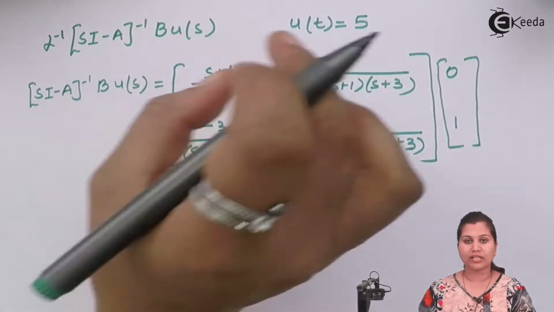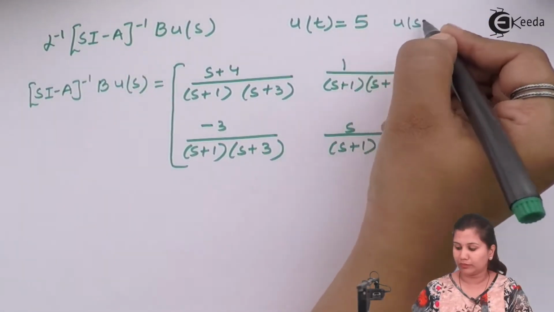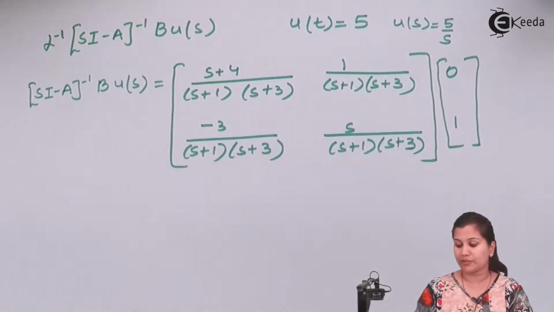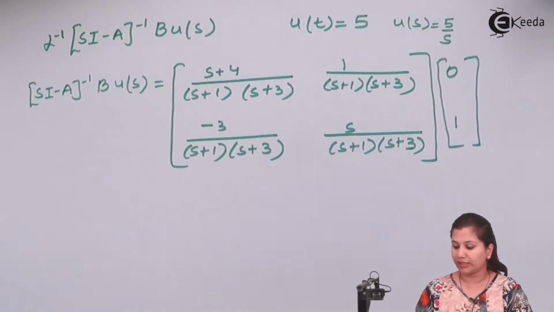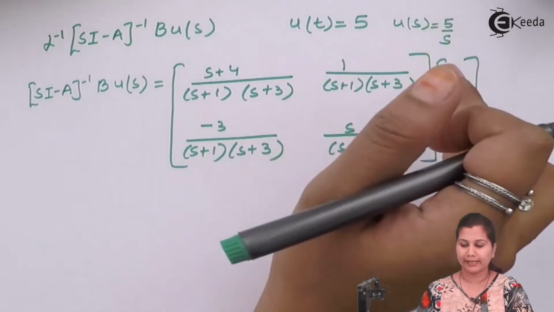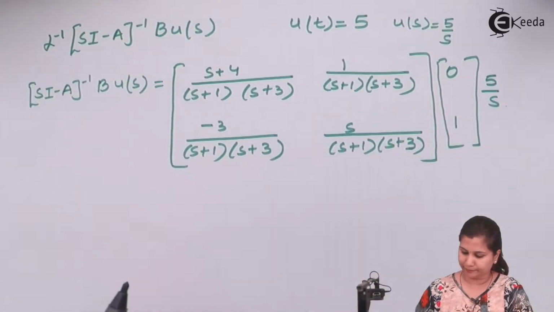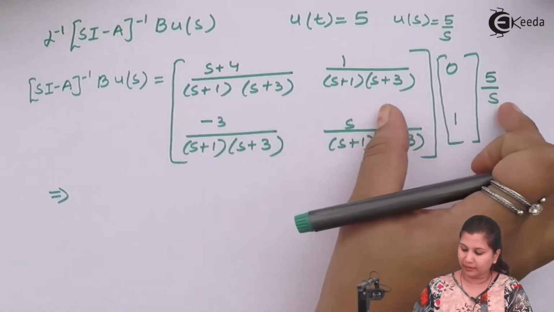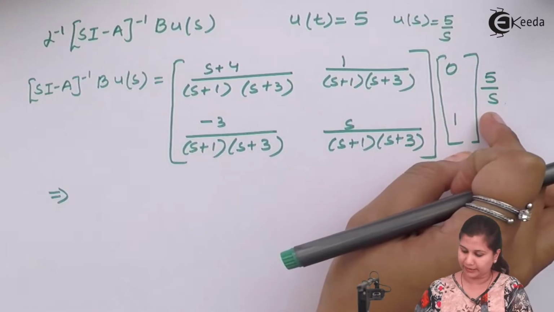Okay, so we have to take the Laplace transform of it. So U(s) will be equal to 5 by S, because the Laplace transform of a unit step function is 1 by S. So here it is given 5, so its Laplace transform will be 5 by S. So we will multiply this with 5 by S. So multiplying first these two matrices and then multiplying it with 5 by S.